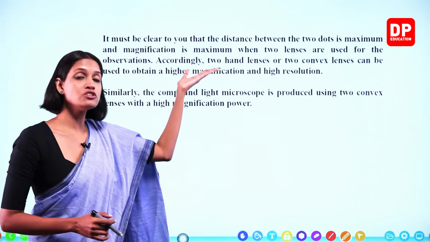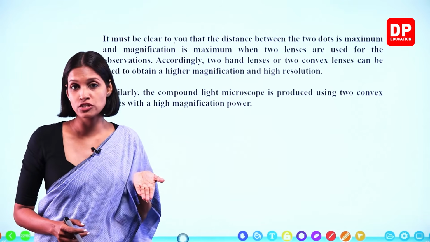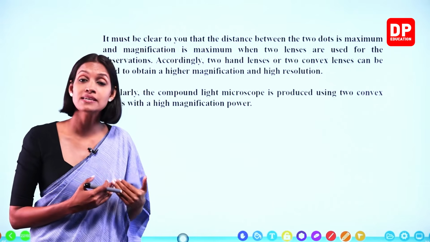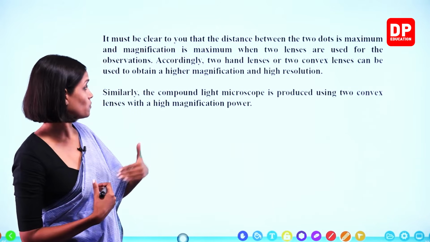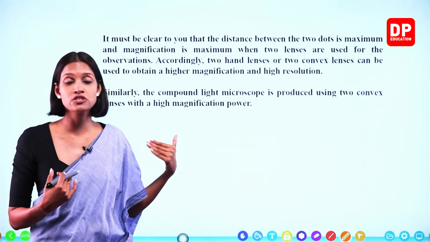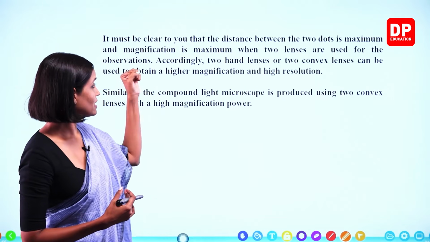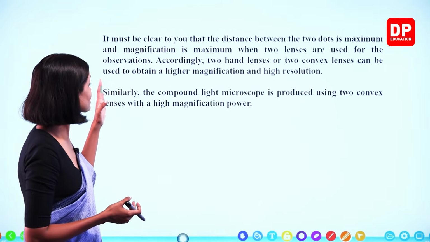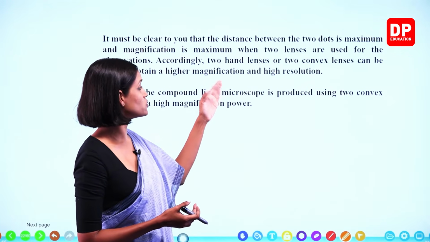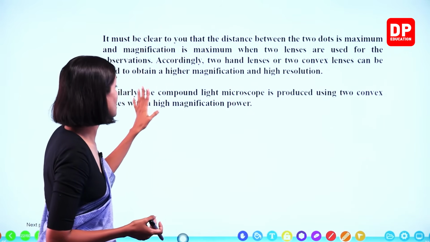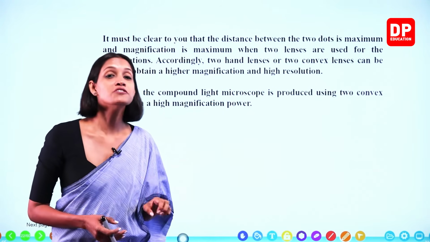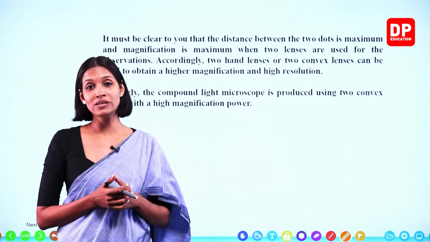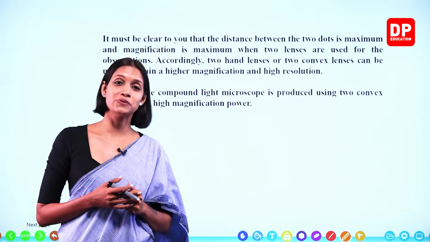So this method is used in the compound light microscope. Now we already learned about the simple microscope, which means the hand lens. We are going to learn about the compound light microscope next. Here we are going to learn that it is made up of two hand lenses, right? Similarly, the compound light microscope is produced using two convex lenses with a high magnification power. So we have completed this chapter. In the next chapter, we are going to learn about the compound light microscope.